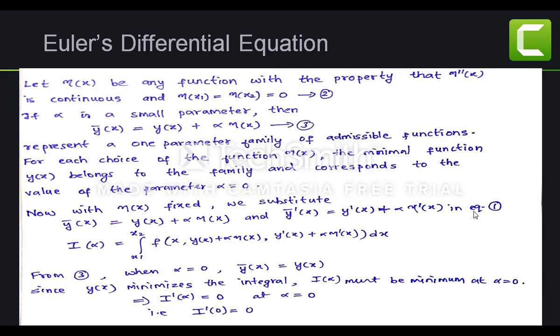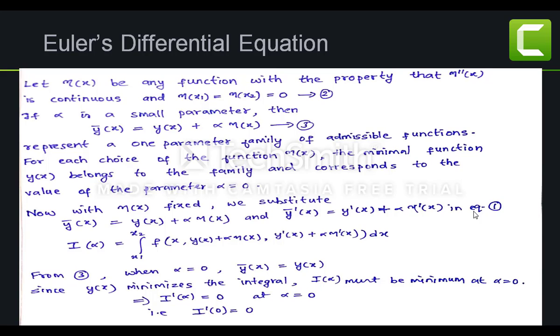Now with eta of x fixed, we have y bar of x is y of x plus alpha eta of x. Now differentiate this with respect to x. So we'll get y bar dash of x equal to y dash of x plus alpha eta dash of x. We substitute this in equation 1. So I of alpha becomes integral x1 to x2 of f of x, y bar and the derivative of y bar. So we substitute for f of x, y bar, y bar dash.